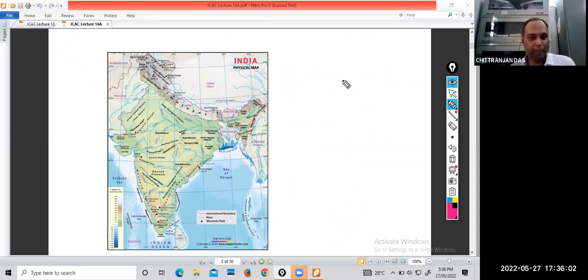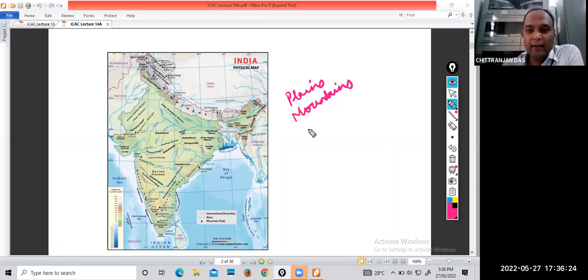Now you see, we have already studied about our country, the vastness of our country. We have varied landforms: plains, mountains, then plateaus. All these things are present in the country.